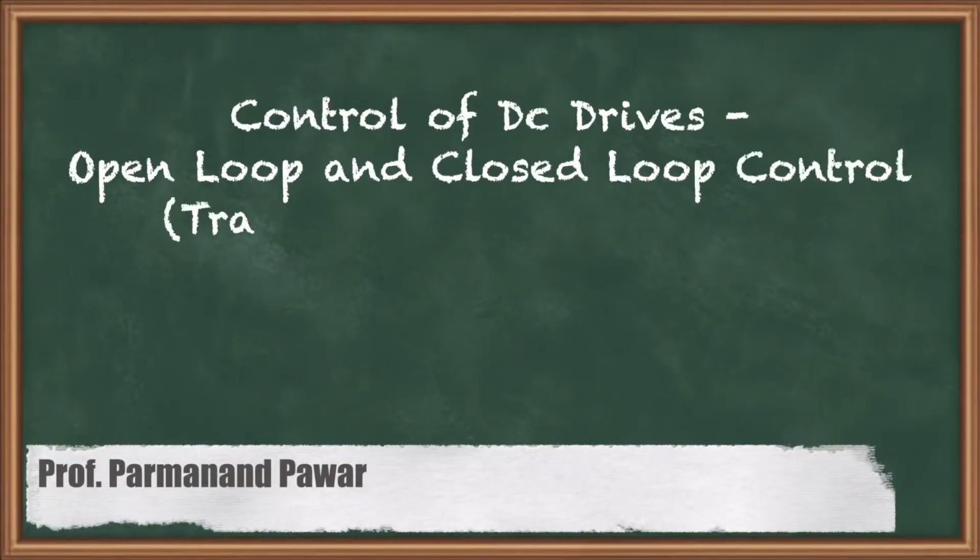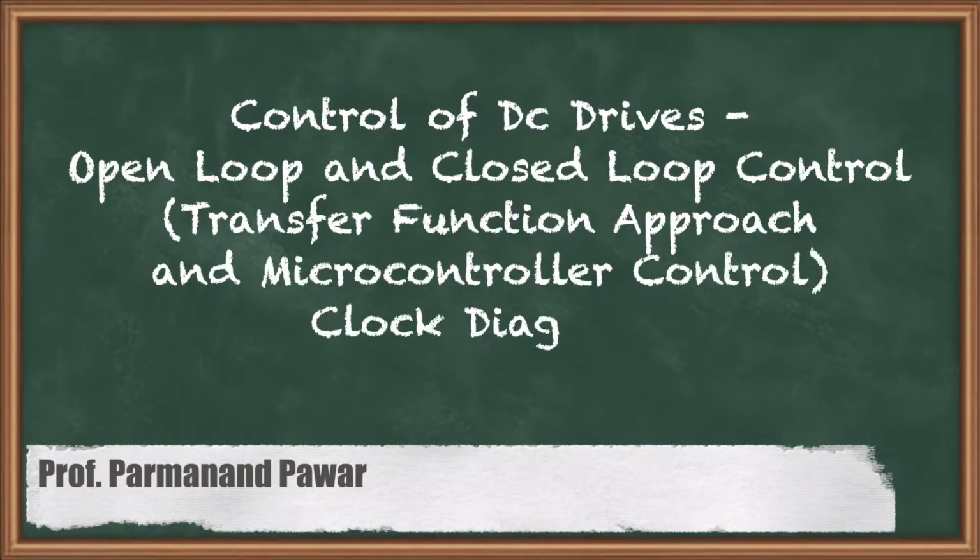Friends, in this video, we are dealing with the very important concept of the control of DC drive. In that control of DC drive, we study in detail how DC drives are controlled by means of open loop control and closed loop control. We are taking some basic parameters in concern with the transfer function approach and the microprocessor control, the speed control methods of your DC drives. So let's start.